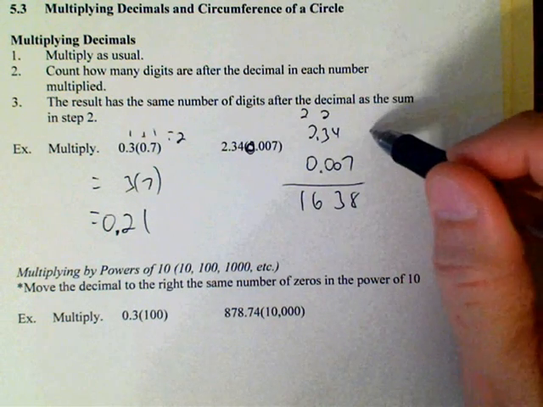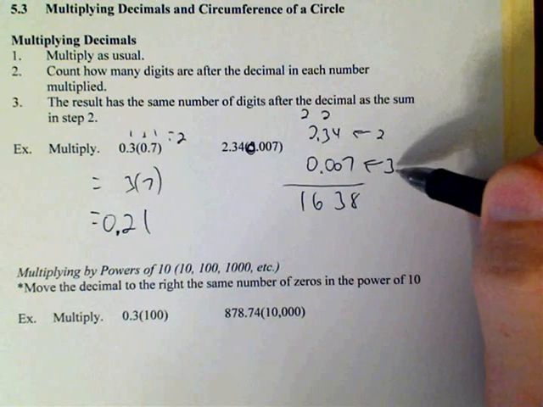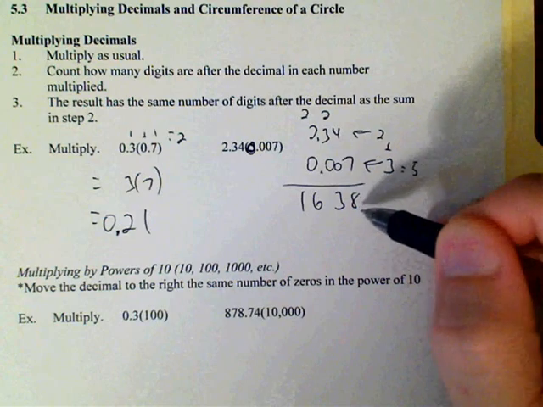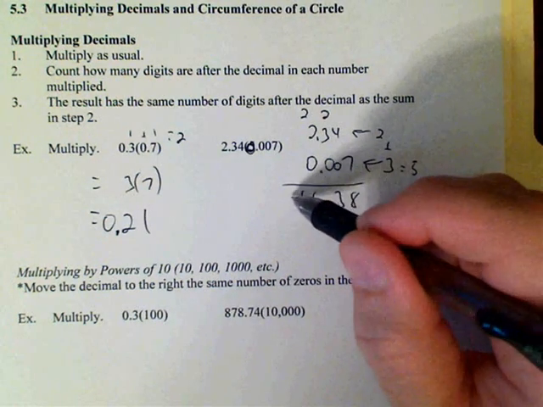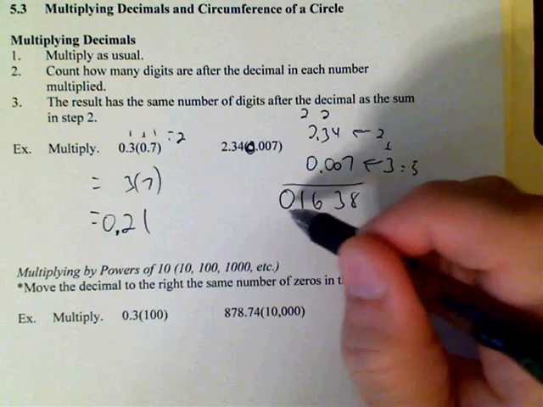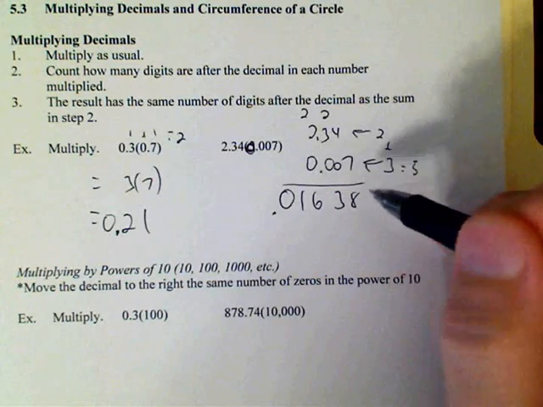When I count, I'm going to count both numbers, the total number of digits after the decimal. That one has 2 after the decimal. That one has 3. Total there's 5. Right now, 1, 2, 3, 4, I have 4. That means I have to put another number in front of it. I'll use a 0 as a placeholder, and then the decimal. That gives us 1, 2, 3, 4, 5. And that's the answer.